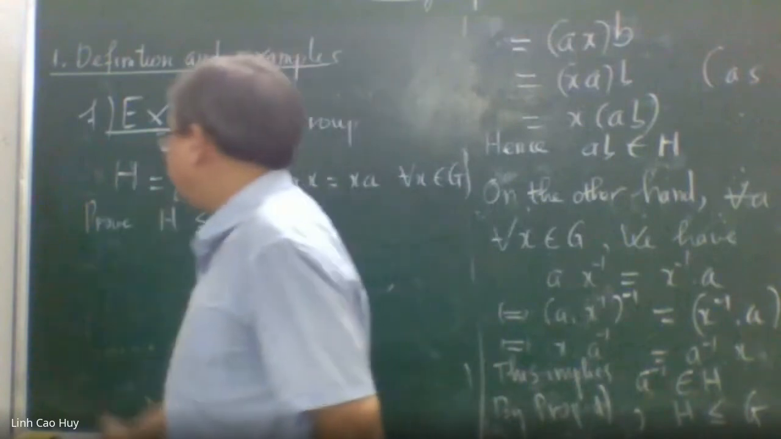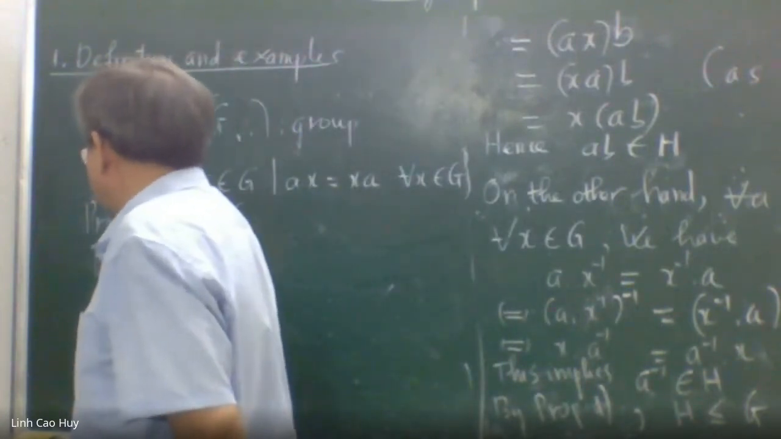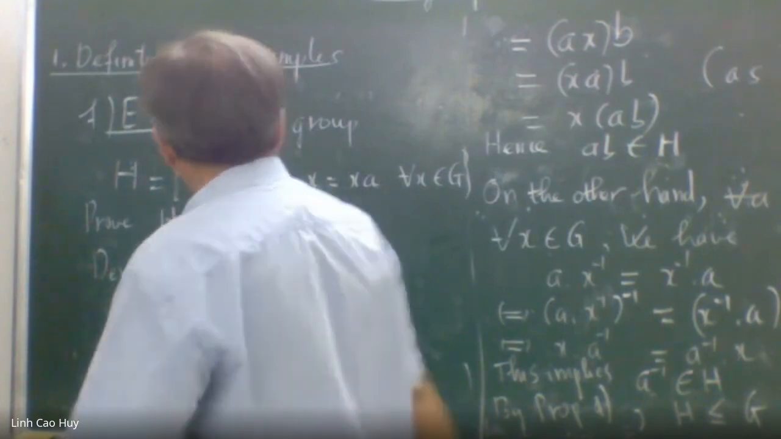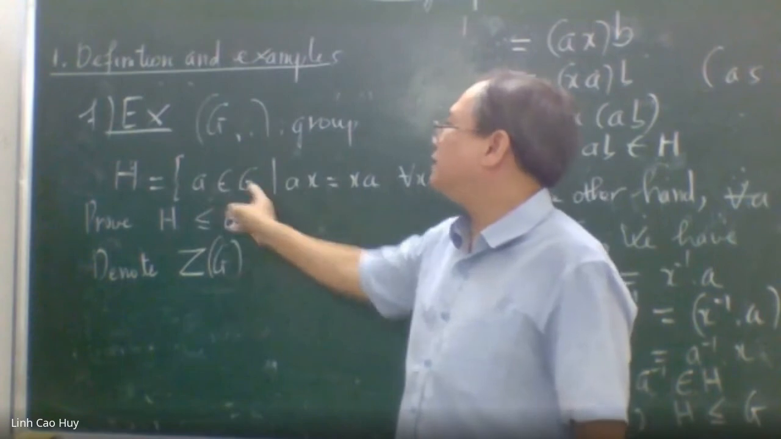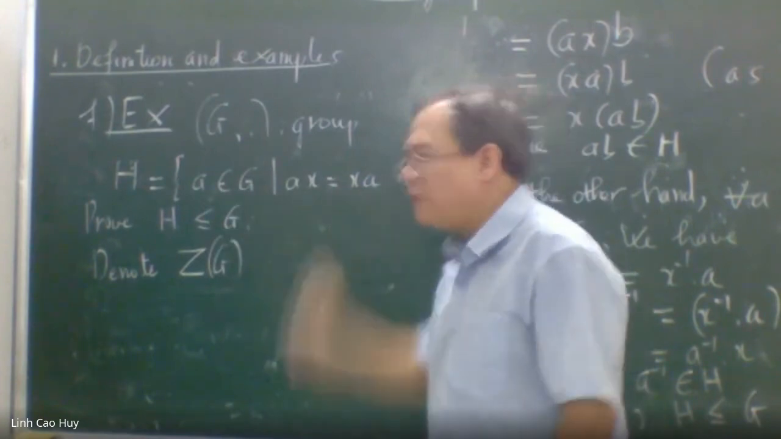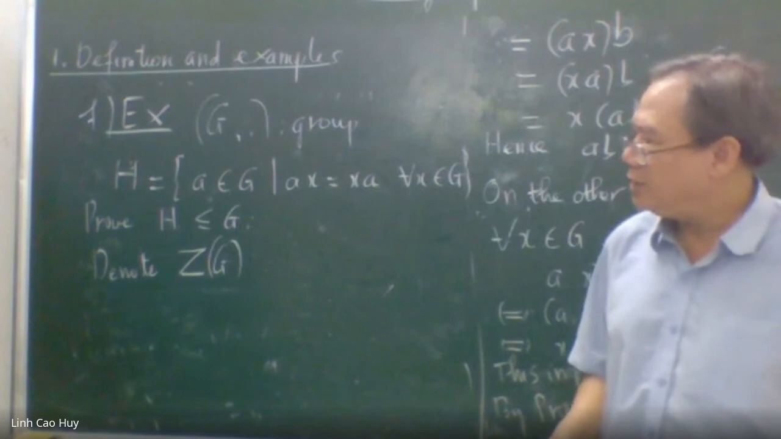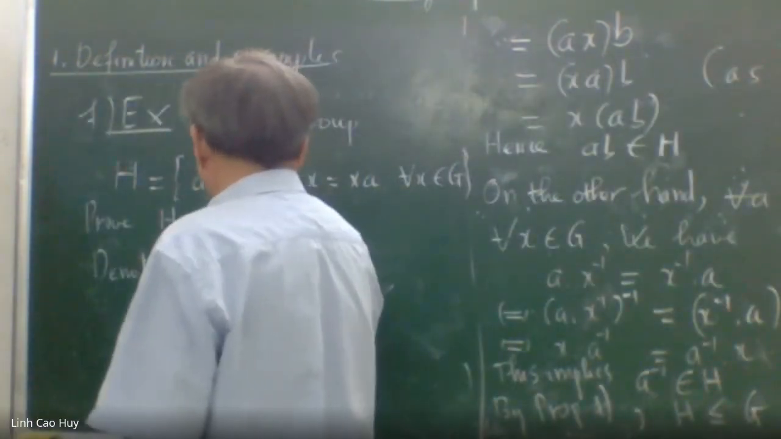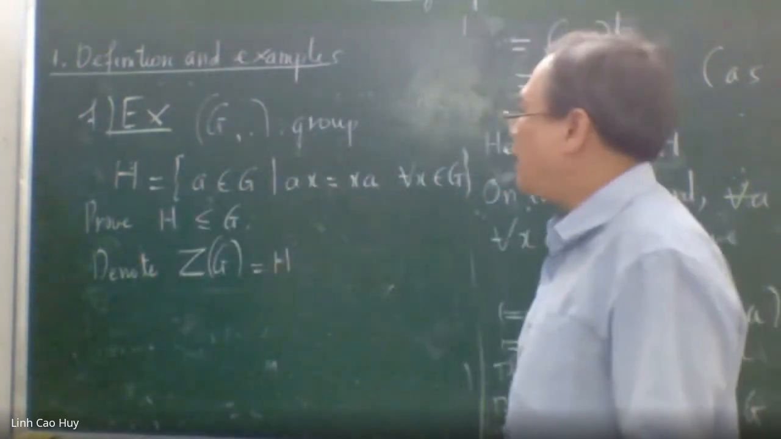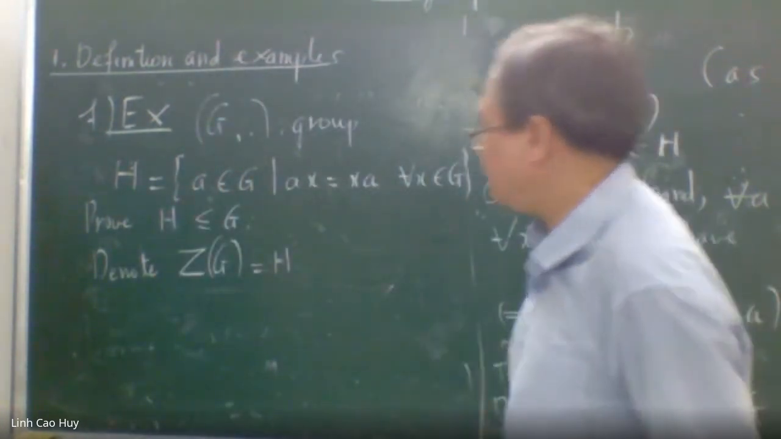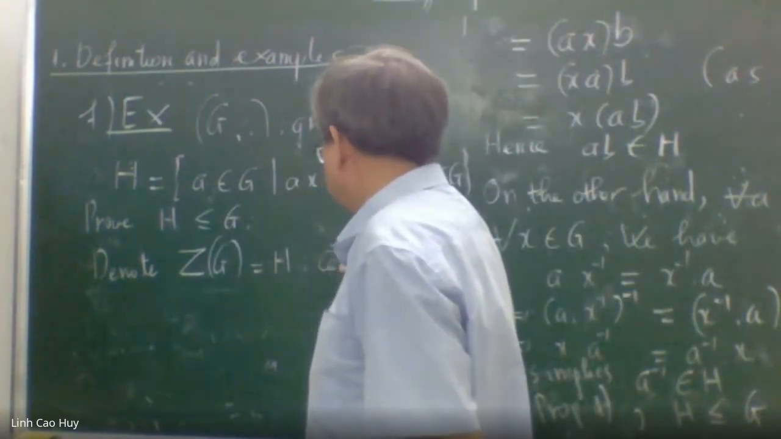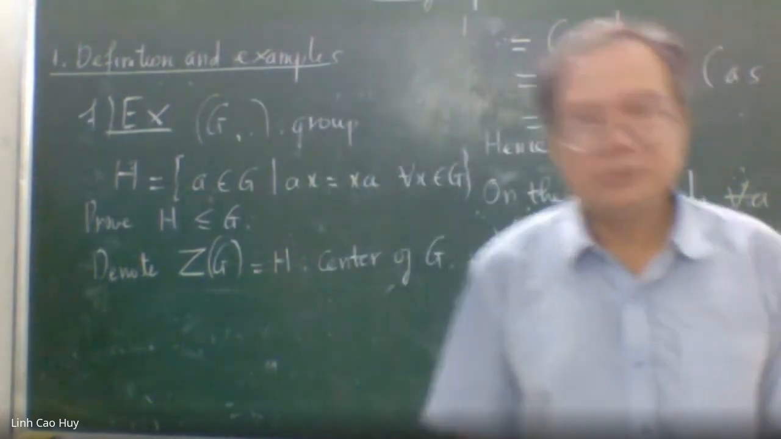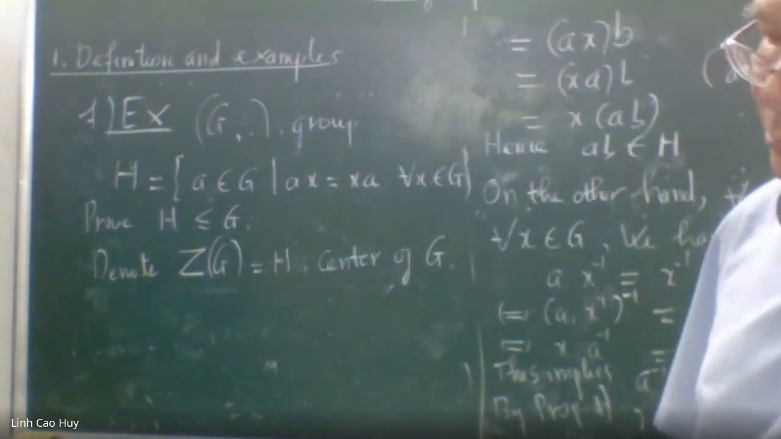Và cái nhóm con này người ta ký hiệu là Z(G). Z(G) này là tập hợp tất cả các phần tử A thuộc G mà nó giao hoán được mọi phần tử của G. Ký hiệu là Z(G), và cái này còn có tên gọi là center of G, tức là tâm của G. Ok, rồi.